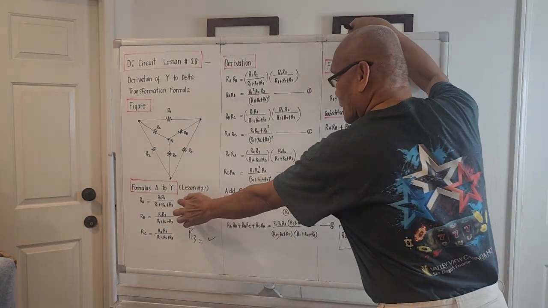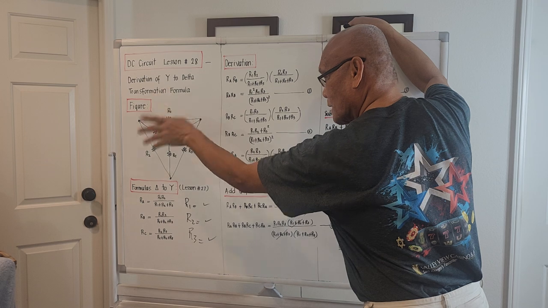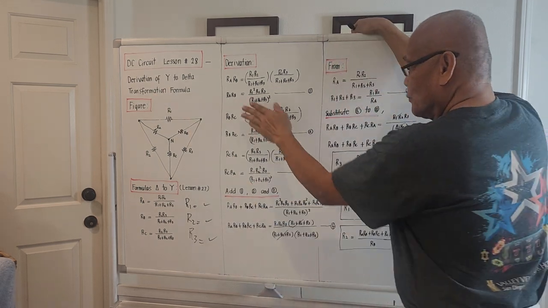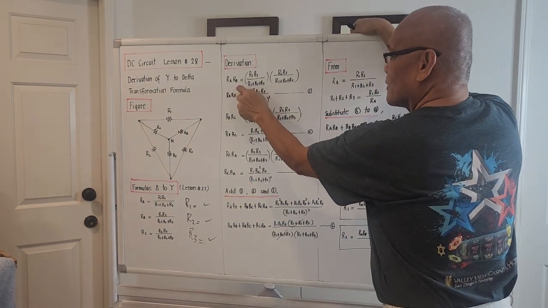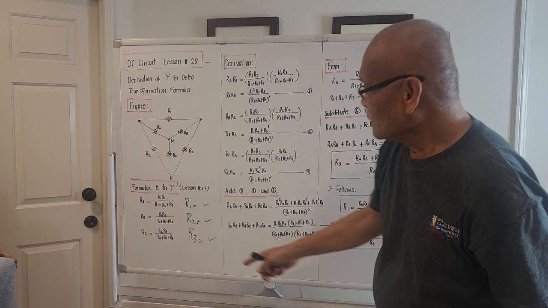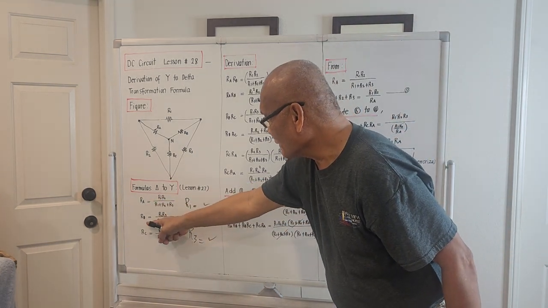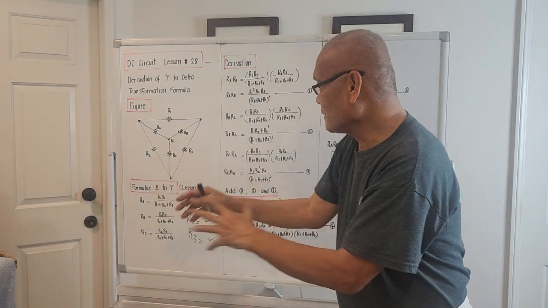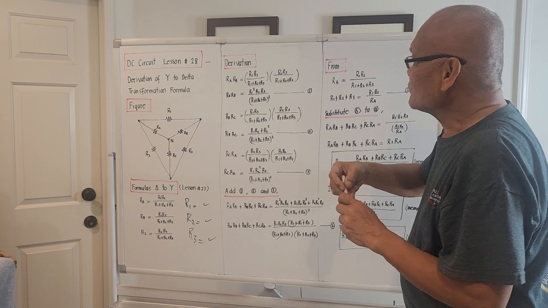From this given formula, lesson number 27, that is from delta to Y, if we try to take the product RA, RB, we just multiply it. This is RA.